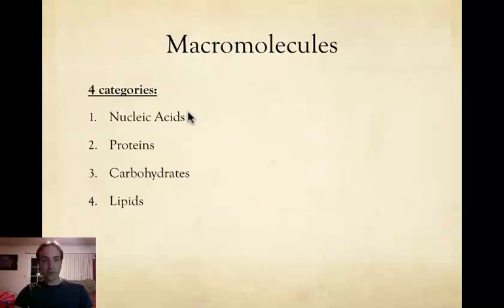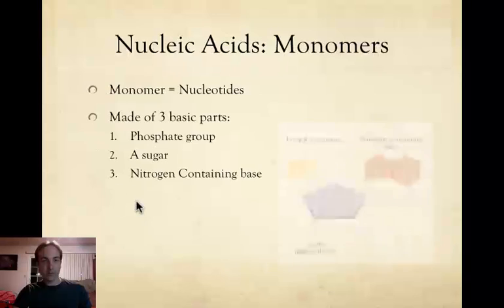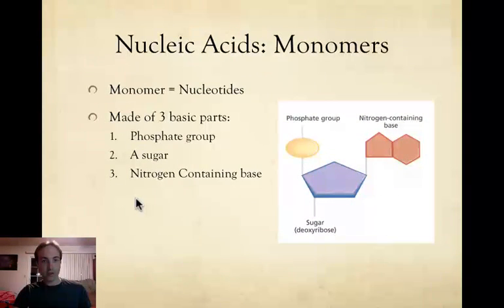So let's talk about the 4 types of macromolecules. We have nucleic acids, proteins, carbohydrates, and lipids. In this particular video, we're going to focus on the first 2, nucleic acids and proteins. Our second video later on will cover carbohydrates and lipids. So let's start off with nucleic acids.